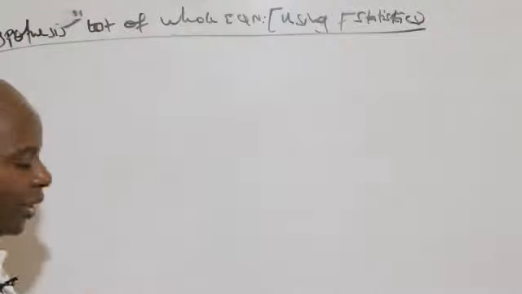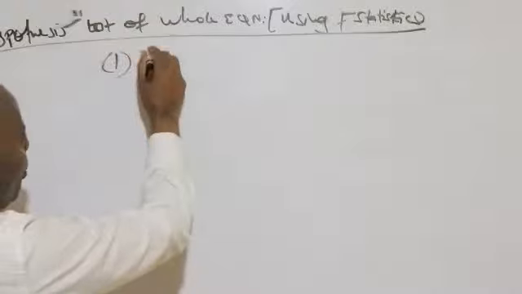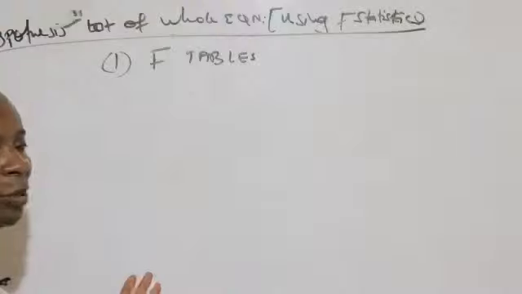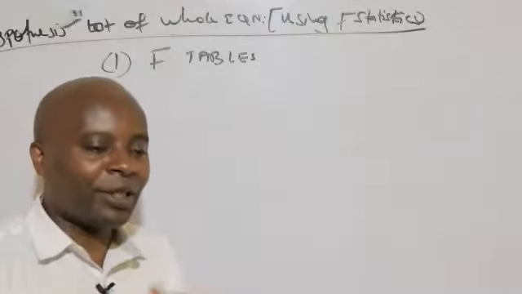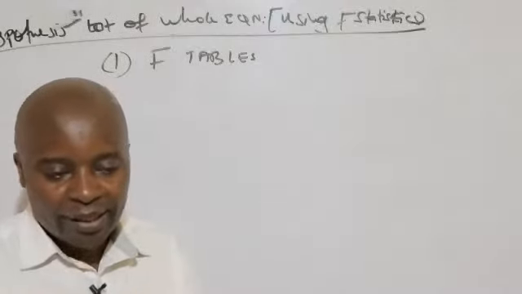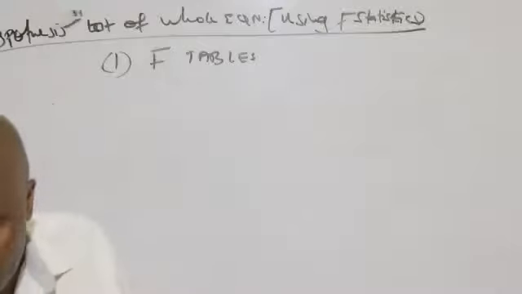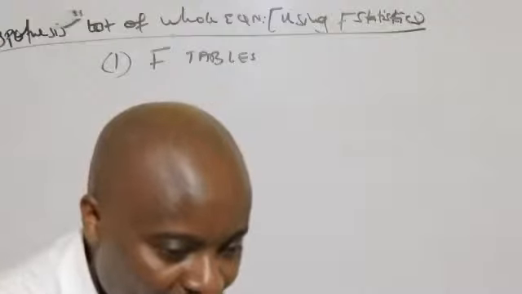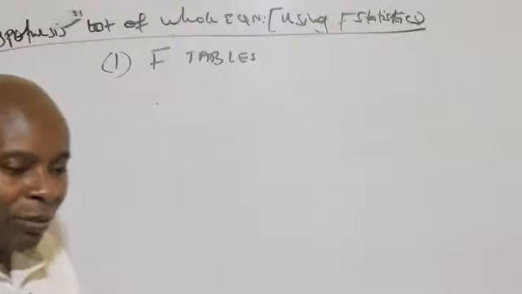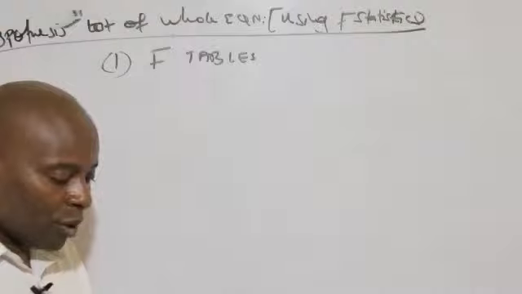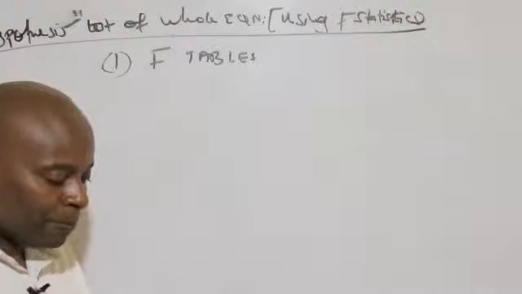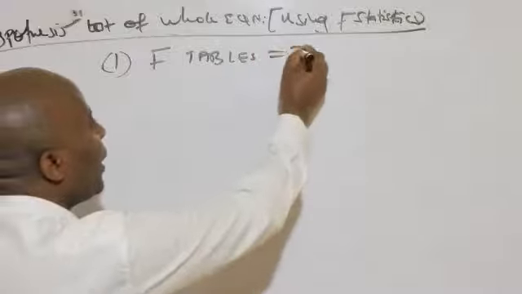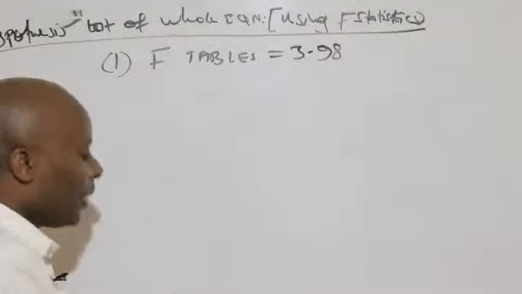And very easy. The first thing I will do is to pick the F table's figure. The F table's figure will always be given to us. Never even bother to know how to read it. So what do we have here? They have told us the F table's figure is 3.98.